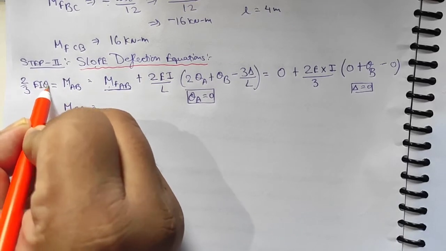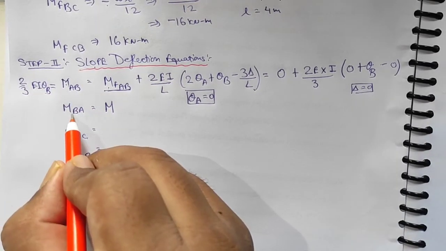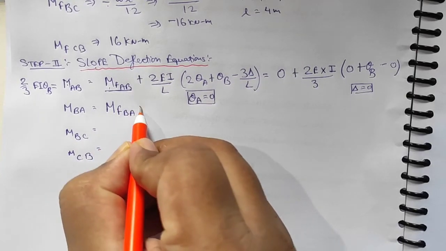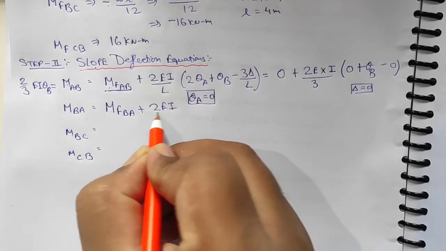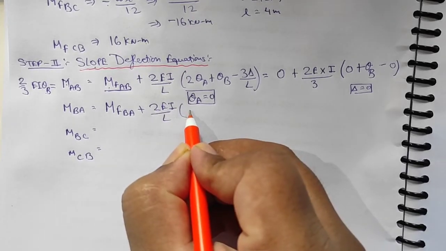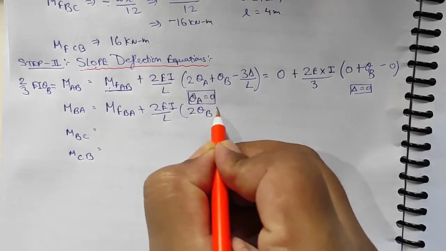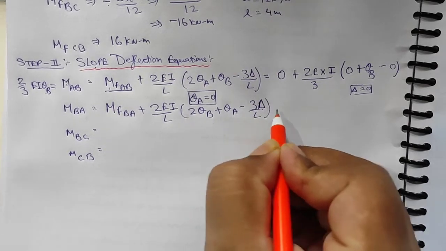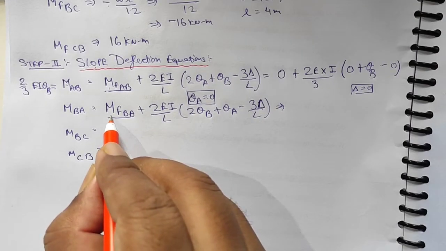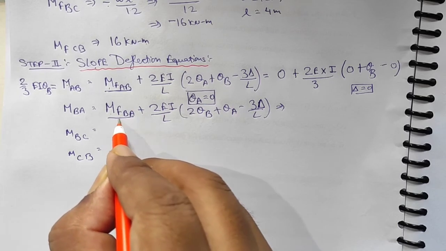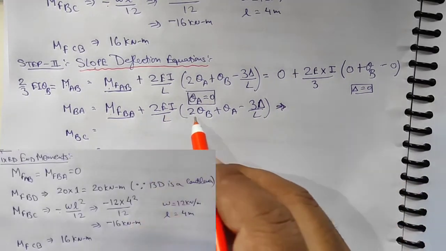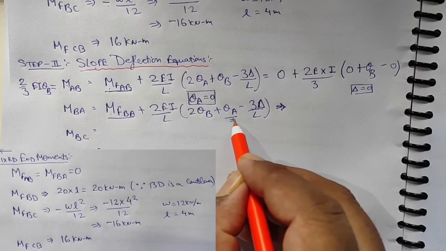Now my value for MBA will be equal to fixed end moment at BA plus 2EI upon L, here the value of 2 will be multiplied with theta B plus theta A minus 3 del upon L. Here we have found the value of MFAB is equal to 0 as in the previous step we have solved, and theta A will again be 0.